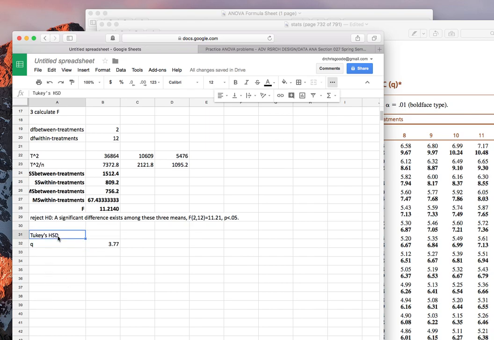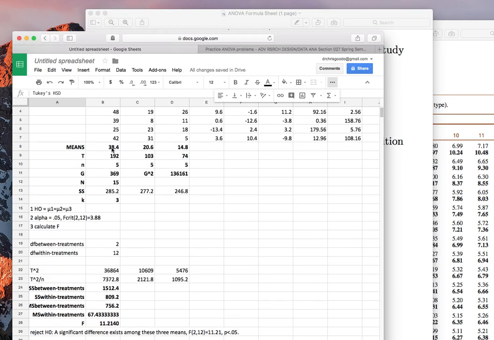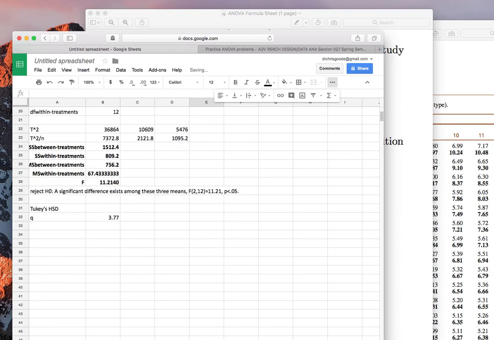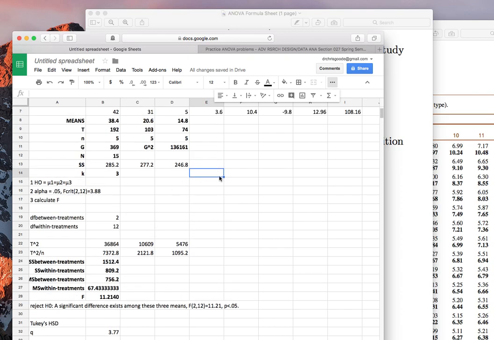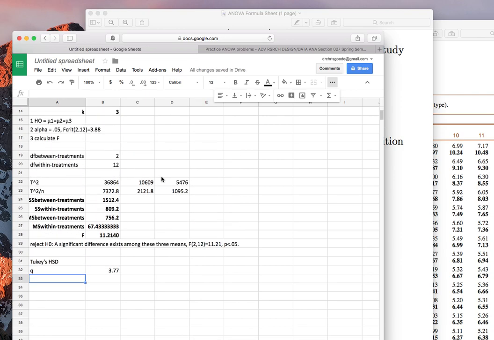And what the honestly significant difference tells you is how big does a difference between two means have to be in order to be significant. So the difference between these two means, right, is this minus this. 17.8 is the difference between the placebo and the low-dose mean. Is it significant? I don't know. We need to calculate the honestly significant difference. And if that difference of 17.8 is bigger than the honestly significant difference, well then it's significantly different.